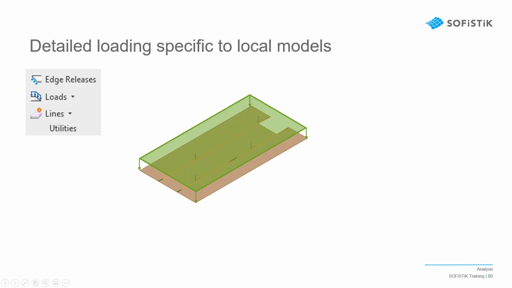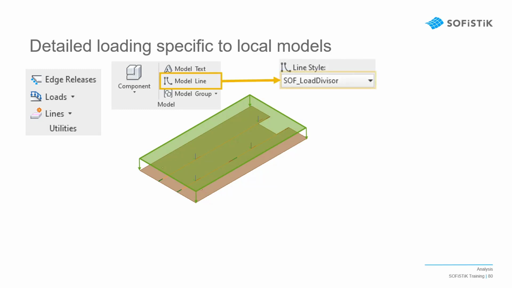Another common specificity of subsystems is the need to study a more detailed loading configuration. For slabs, it is most common to generate the chessboard loading pattern. With the help of the standard Revit tool model line, and by setting these lines with the style SOFiSTiK load divisor, you can draw the pattern that you wish to have.